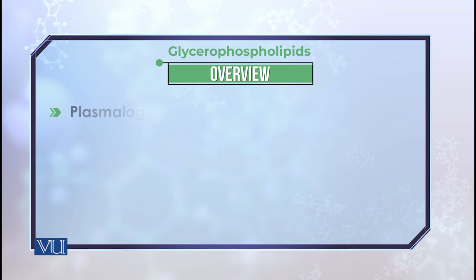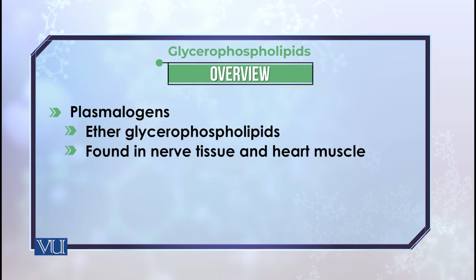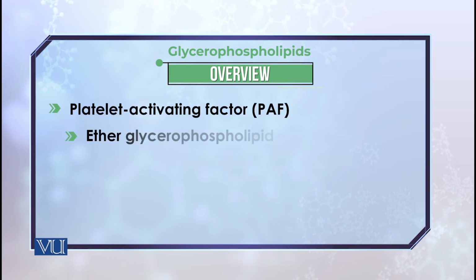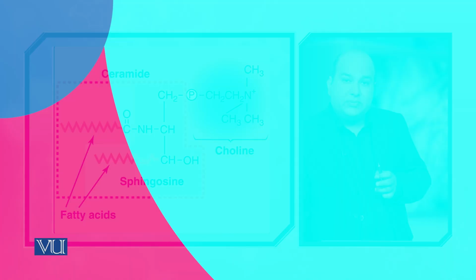Plasmalogens are ether-containing glycerophospholipids, and they are found in the nerve tissues and also in the muscles of the heart. Then the platelet activating factors are also ether-containing glycerophospholipids, and they are involved in many inflammatory pathways. Then there come the sphingophospholipids.